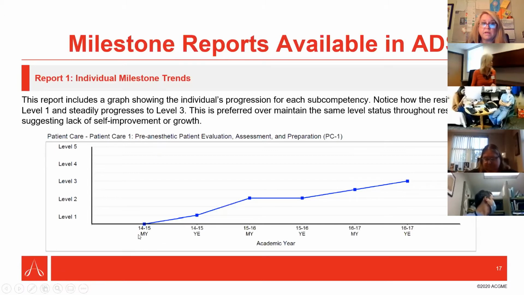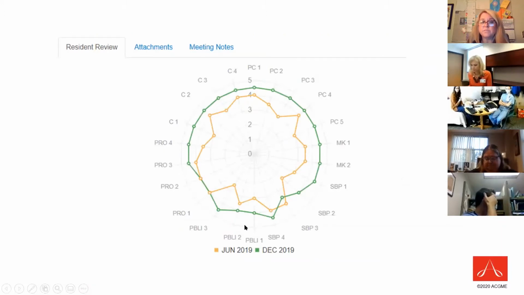Again, we submit in the middle of the year and end of the year for each year of your residency. Okay. This is more of the graph that we look at. This is a spider graph, and you can see all of these competencies are outlined here and their sub-competencies. So this is patient care 1, patient care 2, 3, 4, and 5. And then medical knowledge, systems-based practice, practice-based learning and improvement, professionalism, and communication. So this is what we look at.